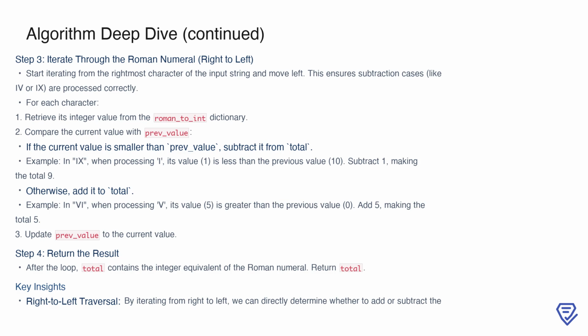On the other hand, if the current value is greater than or equal to prev_value, we simply add it to total. For example, in VI, when processing V, its value, 5, is greater than the previous value, 0, so we add it to total. After each step, we update prev_value to the current value in preparation for the next iteration.